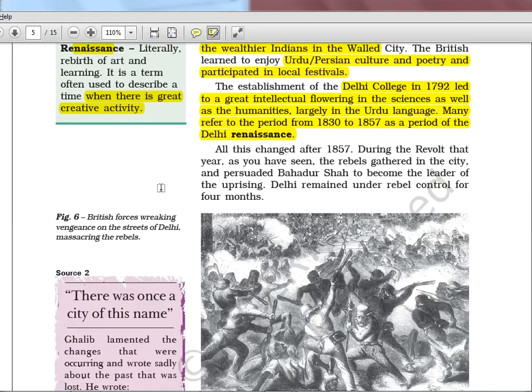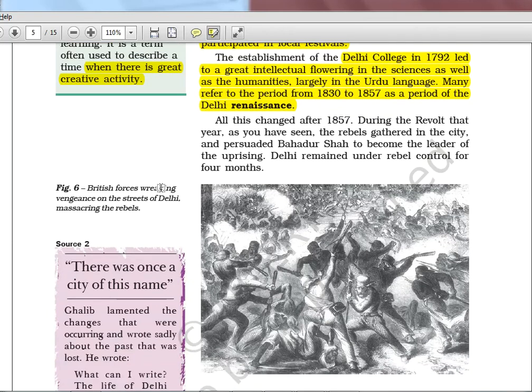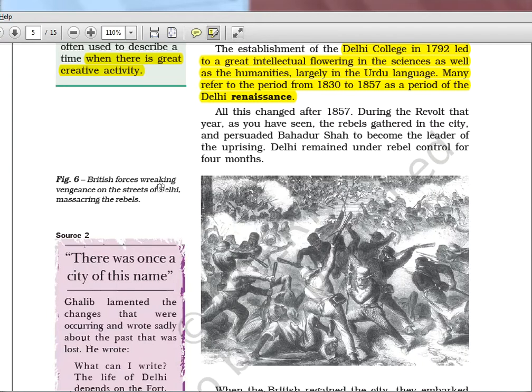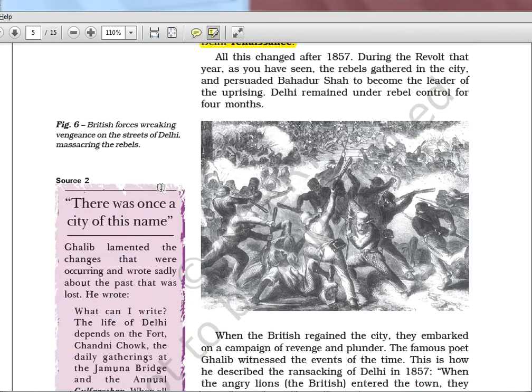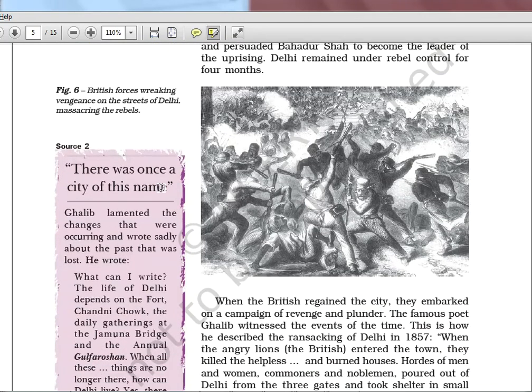All this changed after 1857, during the revolt that year. As we have seen already, the rebels gathered in the city and persuaded Bahadur Shah to become the leader of the uprising. Delhi remained under rebel control for 4 months. We have seen that, May to September or so, in the previous chapter.